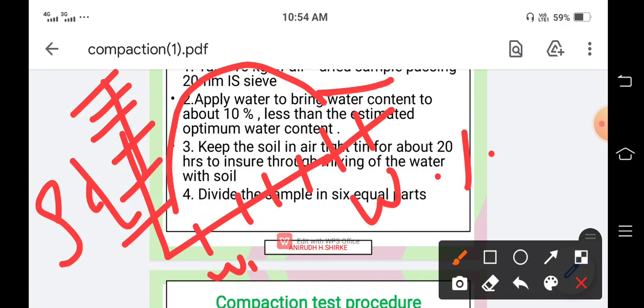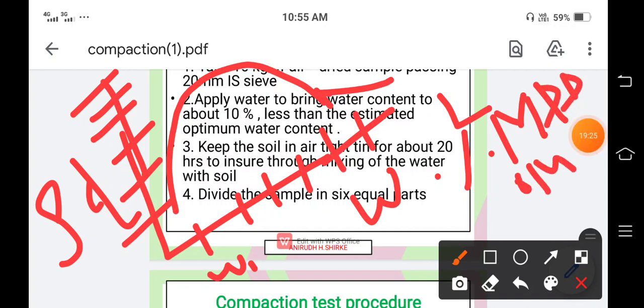So this graph, or this curve, is called a compaction curve. Here we can call it a light compaction curve. This curve looks parabolic in shape. So how do we obtain our target values, that is MDD, and OMC, that is optimum moisture content.